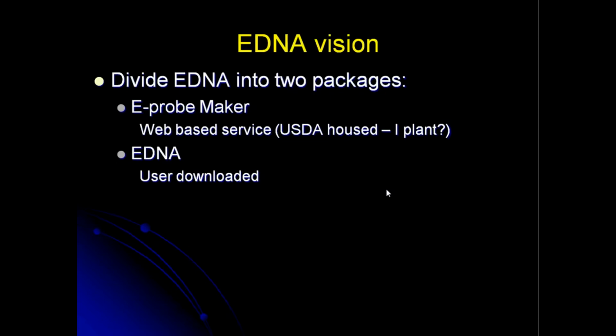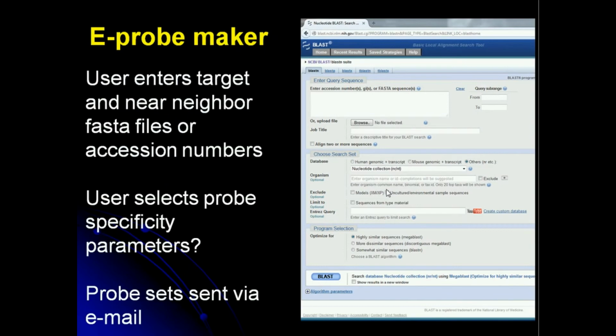In our vision, we'd like to see this implemented to the big data USDA initiative. We'd like to divide EDNA into two packages. We'd like to divide it into an eProbe maker. Hopefully this would be something that would be web-based and housed by the USDA on the big data initiative, maybe through iPlant. This would be something where a user goes in, brings their target, finds their near neighbor, asks the web-based service to build the eProbes for them, and they would be sent back to them. And then the user would download the EDNA portion of it. They do the diagnostics on their own laptop. It would be a little bit like your classic GenBank scenario.